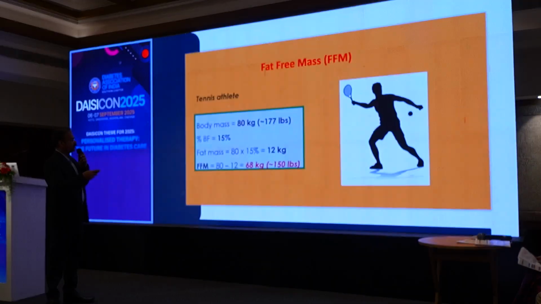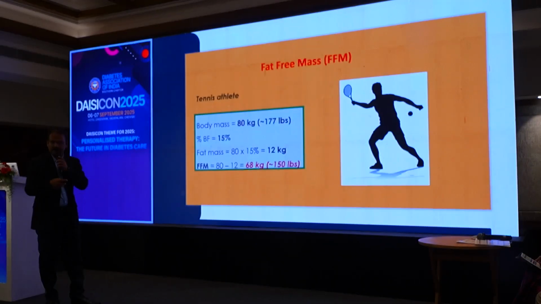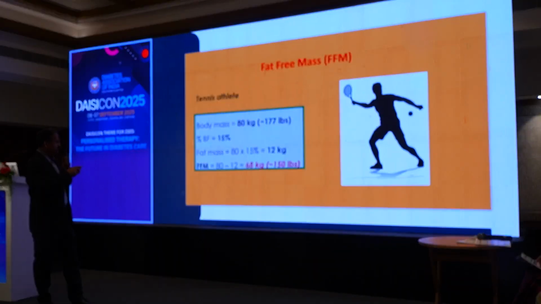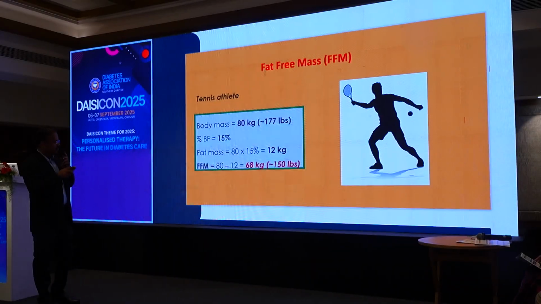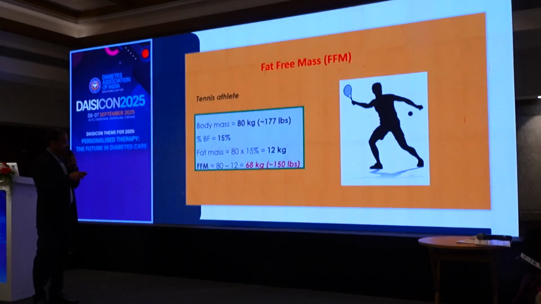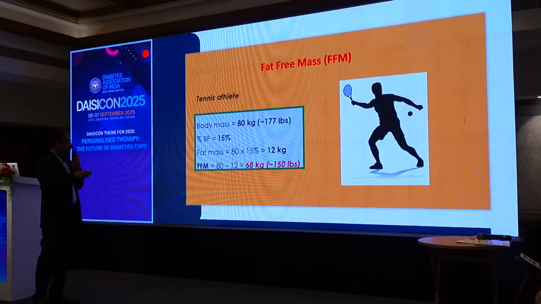And this is a trained athlete who has a body mass of 80 kg and a body fat of 15%, so that the fat mass will be around 12 kg. Then we have to measure fat-free mass by 80 minus 12. It will be approximately 68.